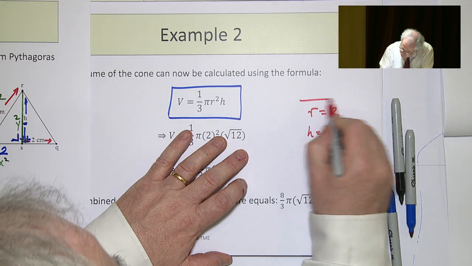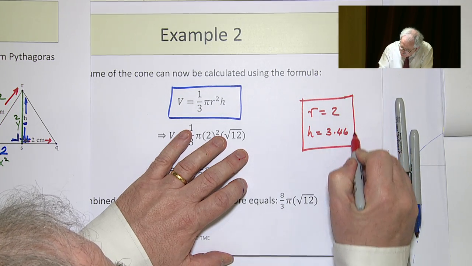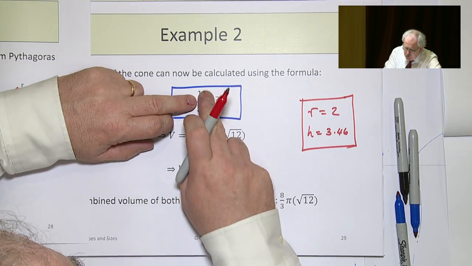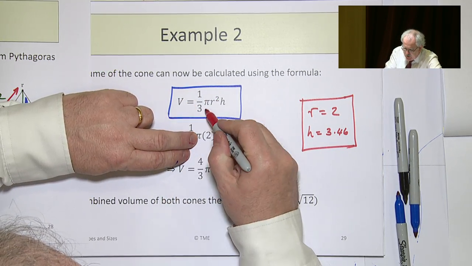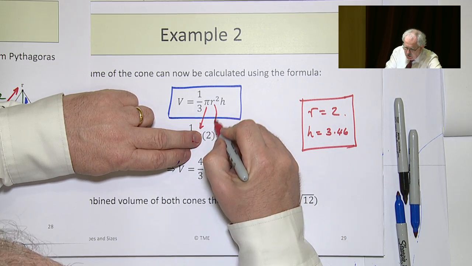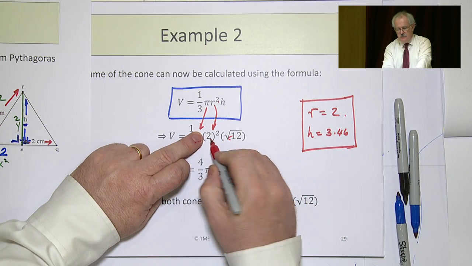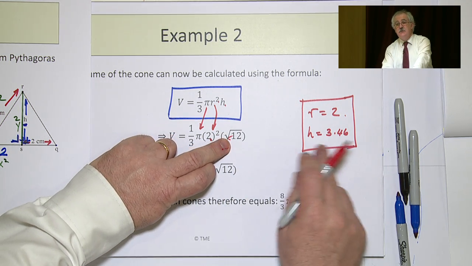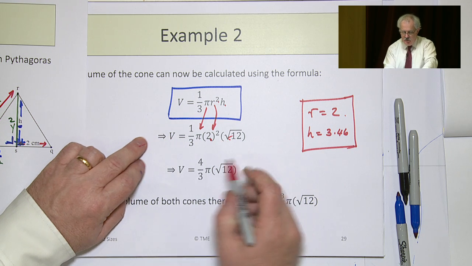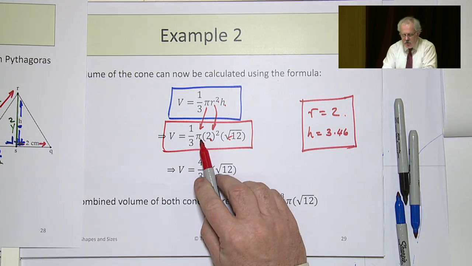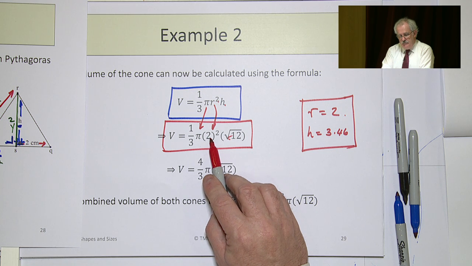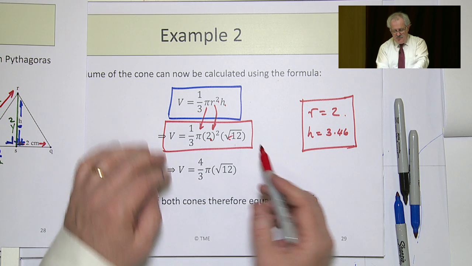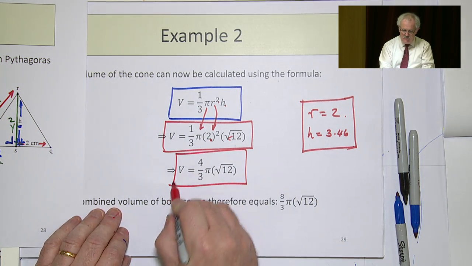So what do you do? You've got your table, and you say V is equal to 1 over 3 pi r squared h. Pi is pi, I substitute the r squared with 2 squared, and the h was the square root of 12, or 3.46, whatever I want. Is that okay? Pi is a number, 2 is a number, that's a square, that's a number. They're all numbers. That's just calculator stuff. And that turns out to be V is that.